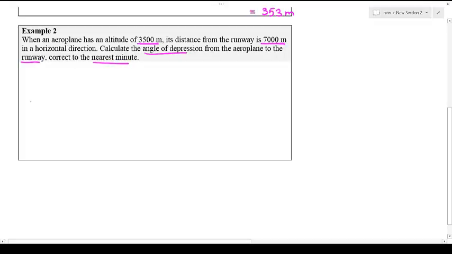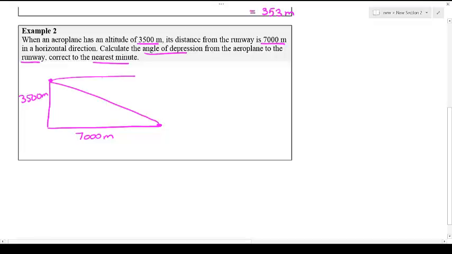Okay, so we're going to draw this diagram. The aeroplane has an altitude of 3,500 meters. The airplane's up in the air, the runway is down on the ground, and its horizontal distance from the runway is 7,000 meters. We want to work out the angle of depression. The angle of depression is the angle made with the horizon and the line of sight. So it's this angle here. This is the angle we want to work out.